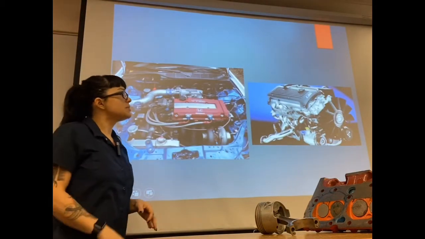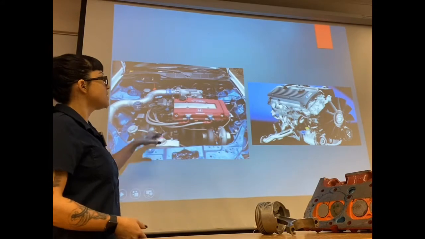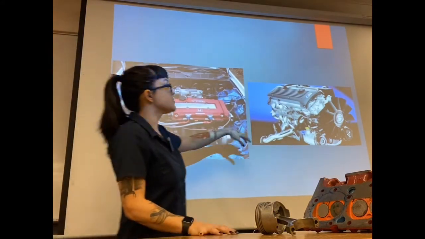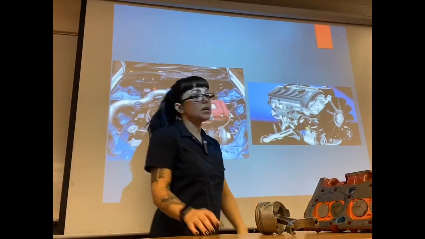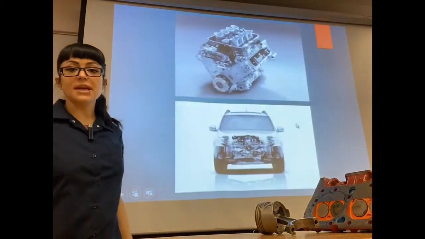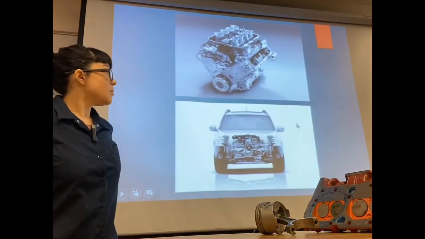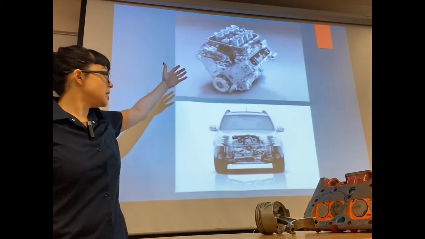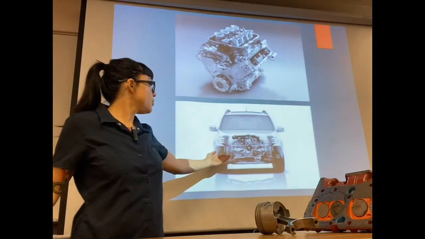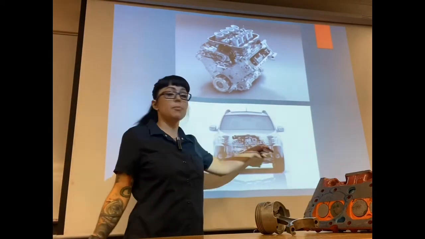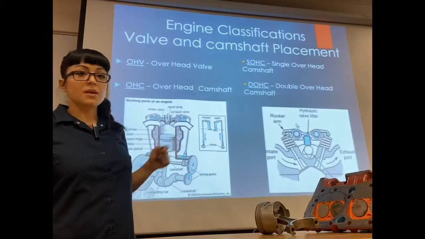So here are 2 examples of inline designs. Here's a Honda 4-cylinder. Here's an inline BMW engine in your presentation. Here would be an example of our V-style engine. And then down here is a Subaru where we've got our flat or opposed style engine.